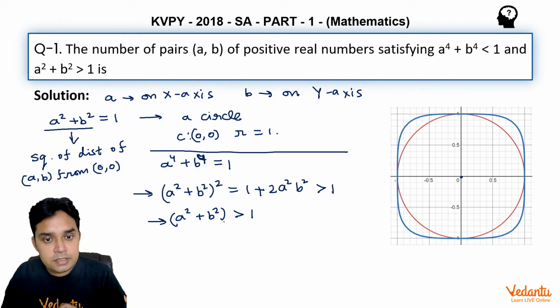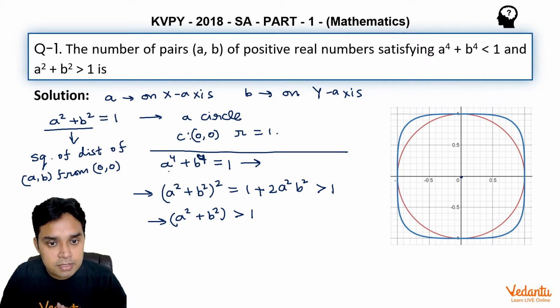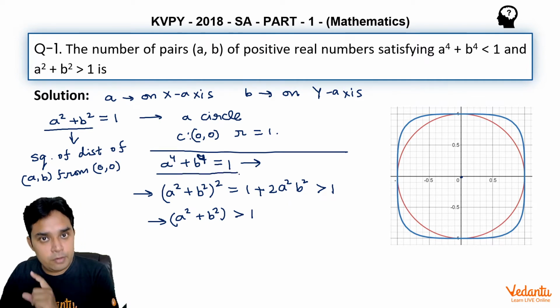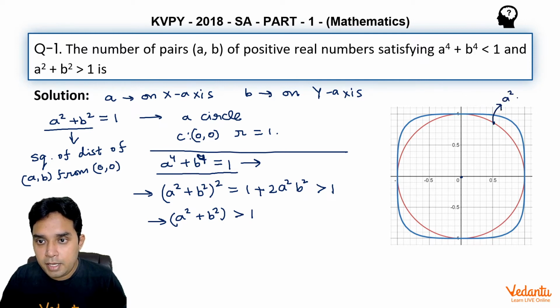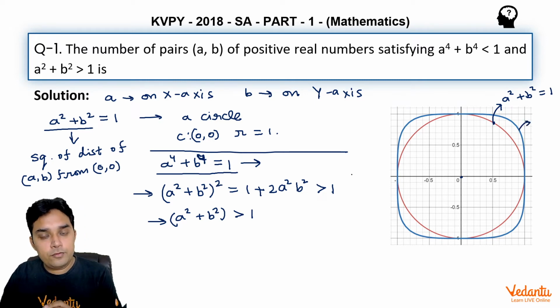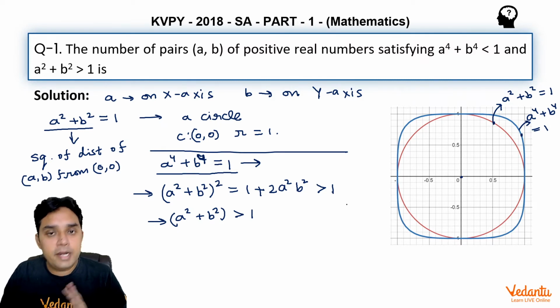Which means those points which are satisfying this a power 4 plus b power 4 equal to 1 will be having distance from origin greater than 1. That means this graph of a power 4 plus b power 4 equal to 1 should be lying outside this circle. Here this orange color is the circle a square plus b square equal to 1 and this blue color is the graph of a power 4 plus b power 4 equal to 1. We have proved that for any point on it, the distance from origin will be greater than 1.